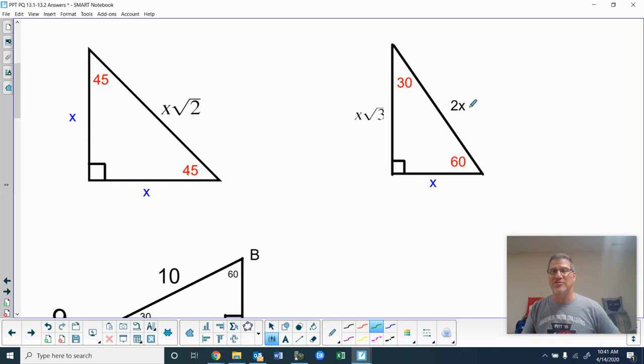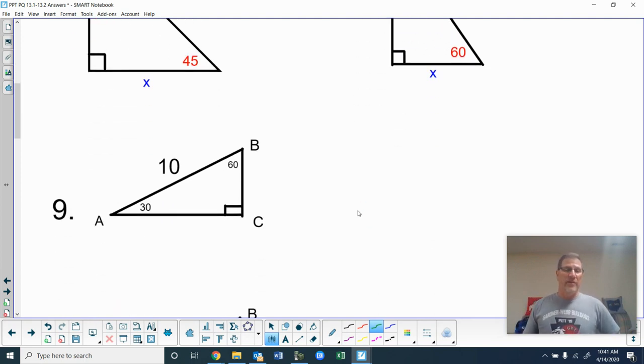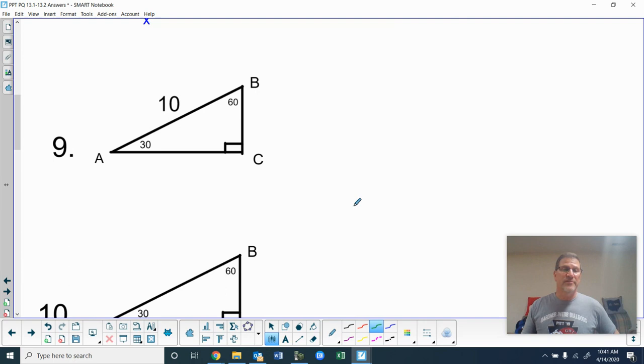Hypotenuse is always twice as long as that short leg. The longer leg is always opposite the 60-degree angle, and it's x times the square root of 3. So whatever that side is, the short leg times radical 3 will be the long leg. Okay? So number 9, here's the picture for a 30, 60, 90.